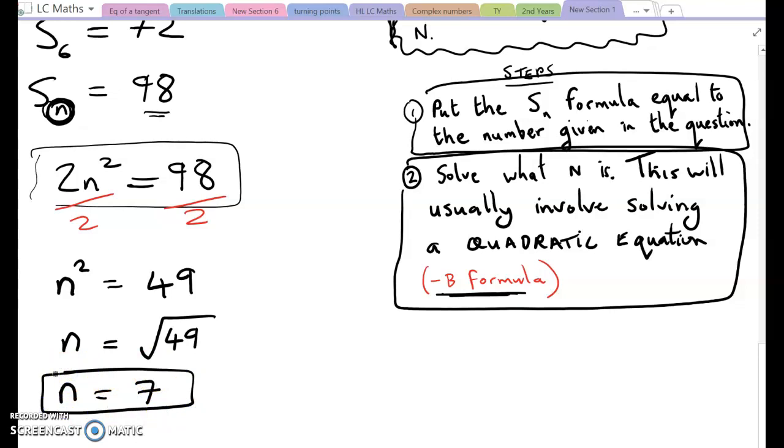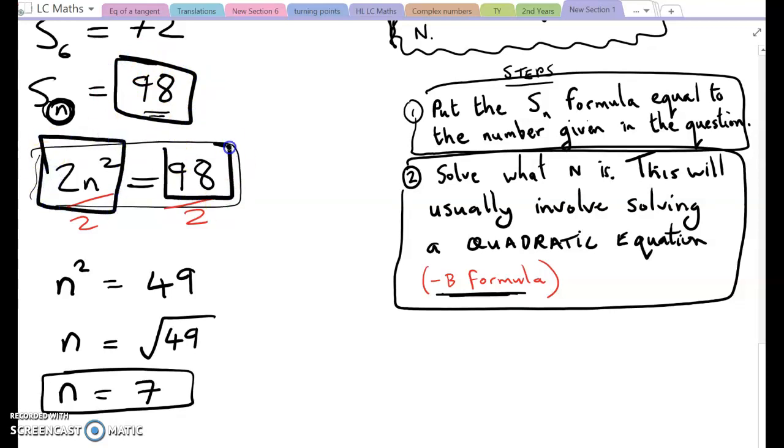Okay, so that's just the same type of question, it's just the other way around. You're given the answer. We were told that the answer was 98. So we put the Sn formula equal to 98. And then we get n on its own. Okay, that's Sn. It's a little bit trickier than Tn, but hope that helps.